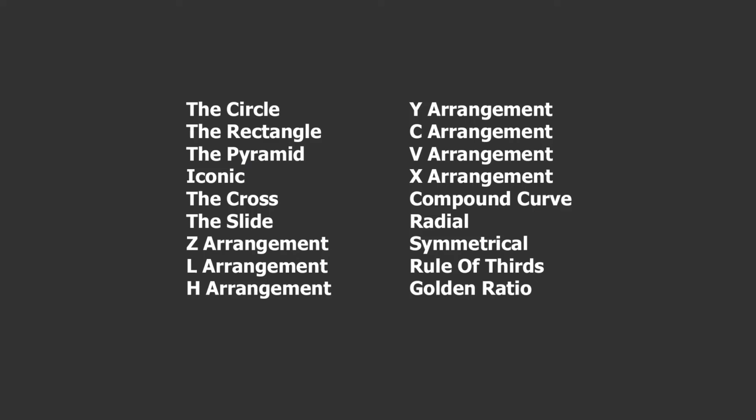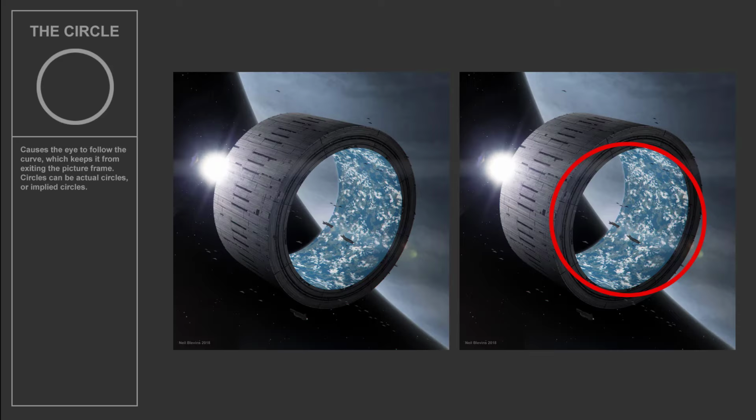So here are the 18 different types of compositions that we're going to be talking about, and I'm going to go through each one, discuss a little bit about it, and show some examples. The first one is the circle, and this causes the eye to follow the curve, which keeps it from exiting the picture frame. And circles can be actual circles or implied circles.